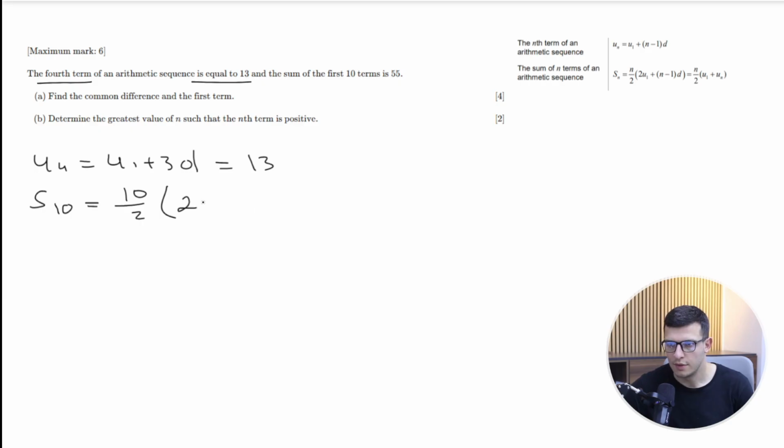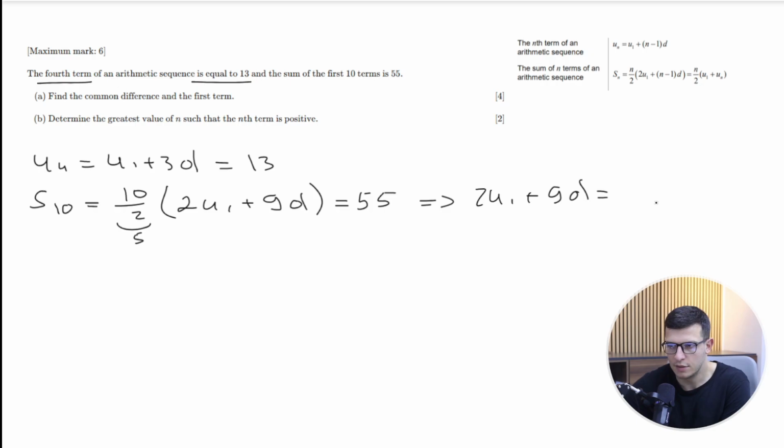And what do we have here? 2u1, because we don't know what u1 is, times n minus 1, which is 10 minus 1, so 9d, is going to be equal to 55. Let's make this a bit more pretty. 10 divided by 2 is going to be 5. And if I divide both sides by 5, I'm going to have 2u1 plus 9d is equal to 55 divided by 5, which is 11.